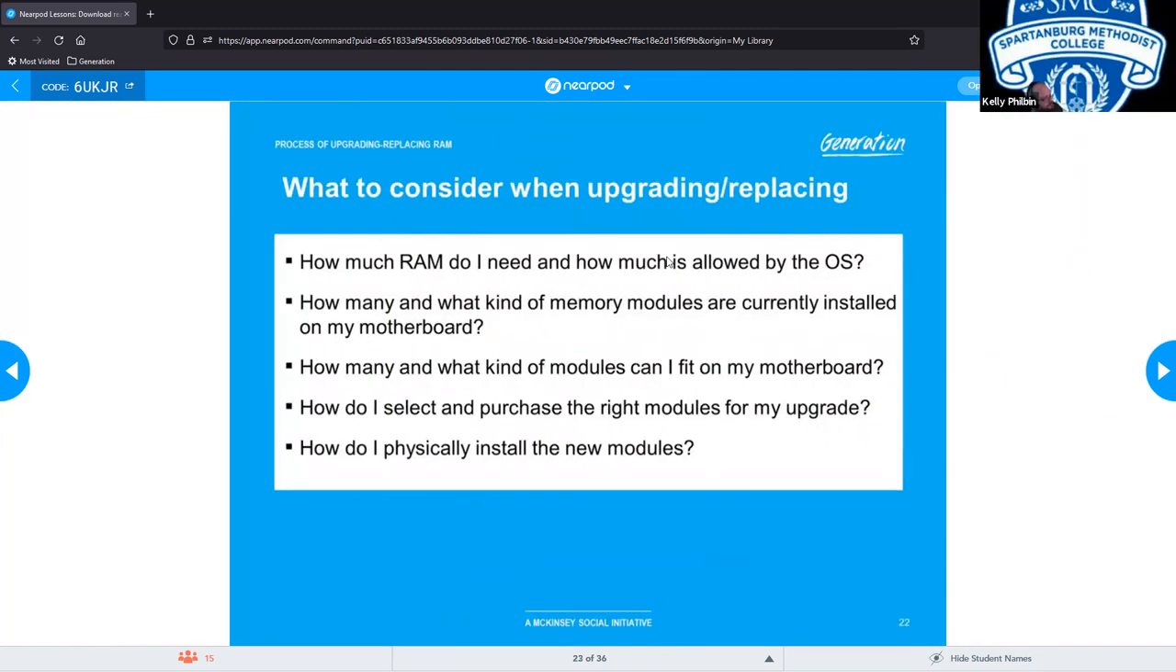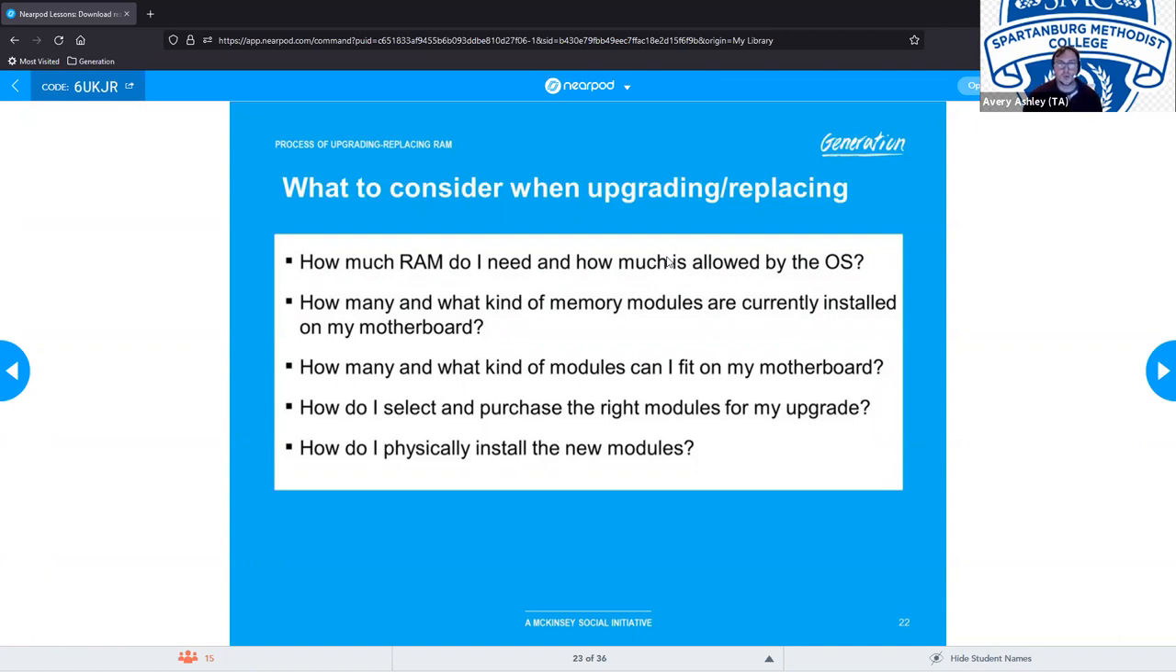All right, what to consider when upgrading or replacing. How much RAM do I need and how much is allowed by the operating system? How many and what kind of memory modules are currently installed on my motherboard? How many and what kind of modules can I fit on my motherboard? How do I select and purchase the right modules for my upgrade? And how do I physically install the new modules?